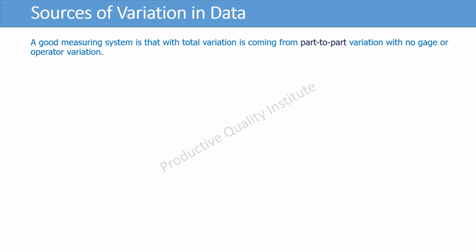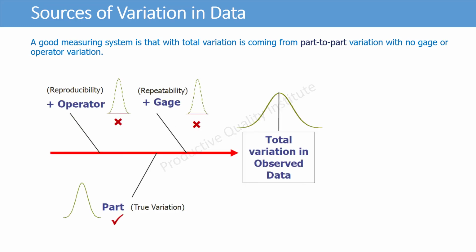A good measuring system is one where the total variation comes from the variation of part to part, with no gauge or operator variation. As we learned before, the total variation in observed data is equal to the variation of parts plus the variation of the measurements, which is equal to the variations from both gauge and operator.